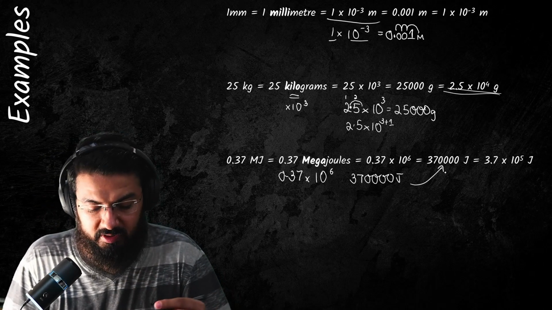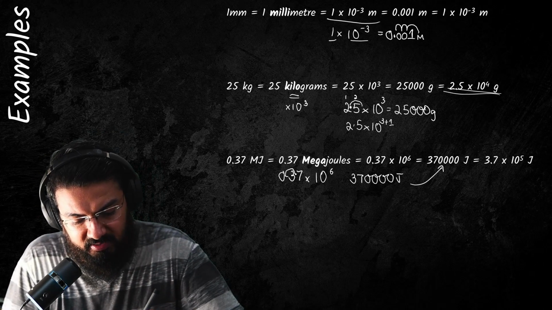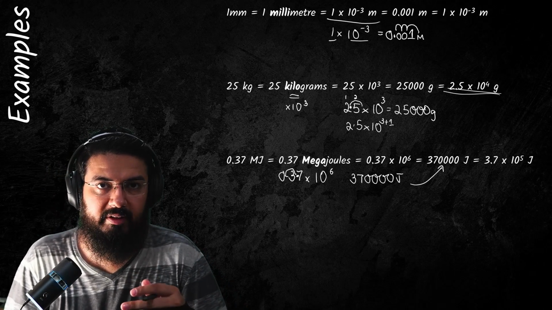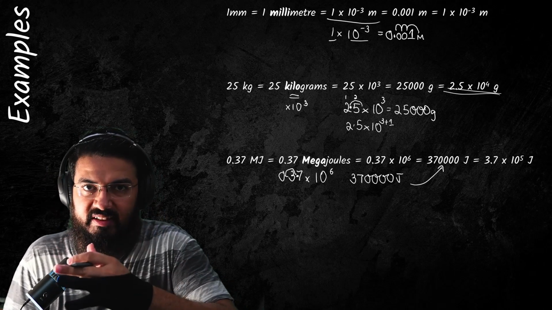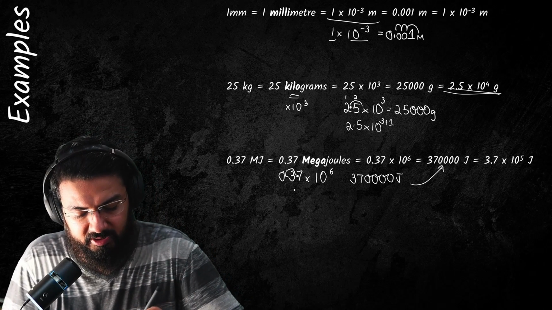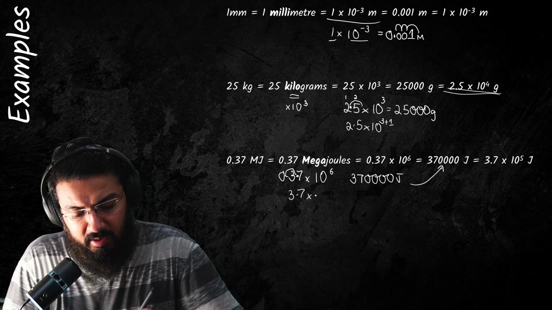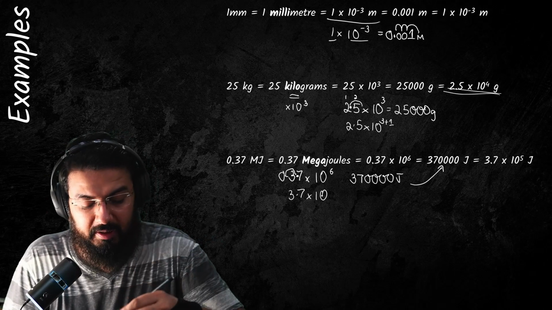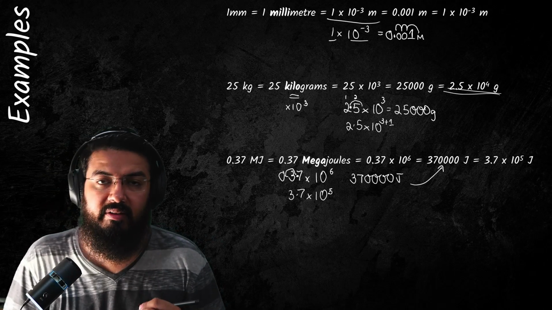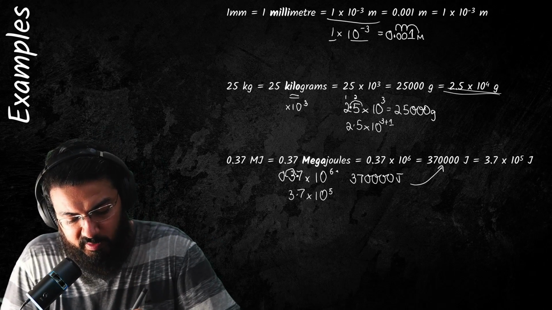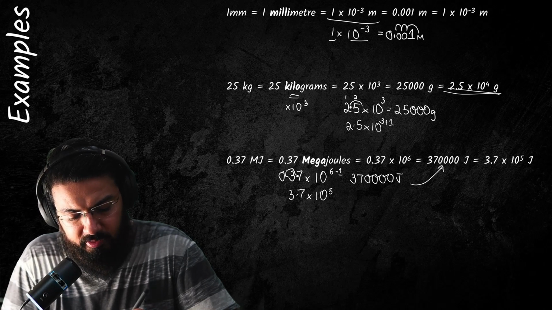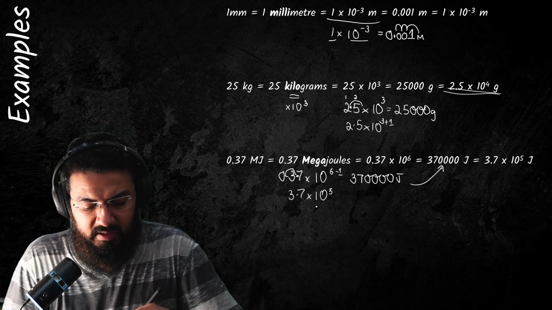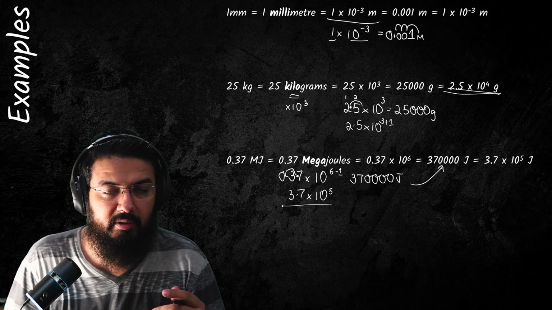But if I want to convert this to standard form, I'm just going to move 1 decimal place to the left. Why? Because again, you need 3.7 is acceptable, 0.37 is not. So 3.7, and moving to the left, I decrease a power of 10. So it's going to be raised power 5. So 6 minus 1, moving 1 decimal place to the left, I subtract a power 1, and I'm going to get 3.7 times 10 raised power 5.